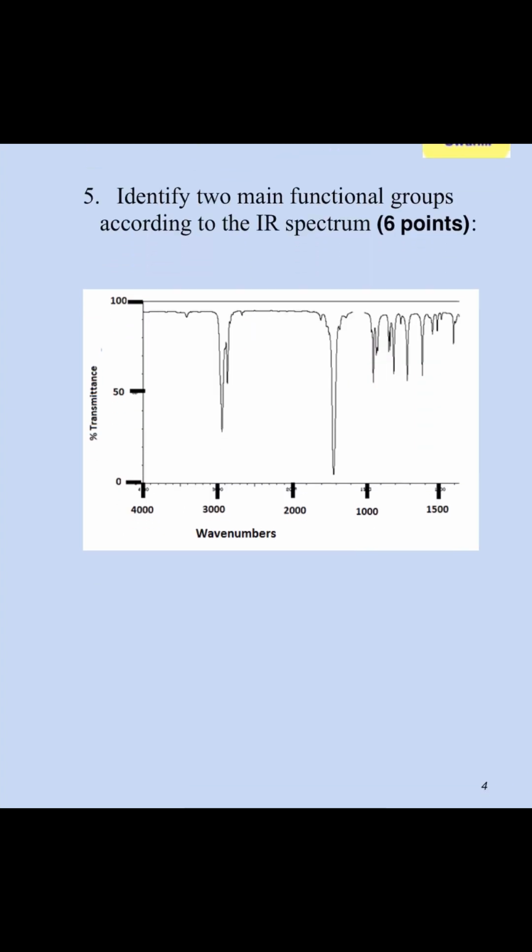Number 5, identify the 2 main functional groups according to the IR spectrum. For an IR spectrum, there are 2 key things you look at. Number 1, the region from around 3,500 to about 1,500 wave numbers, in per centimeter. That region is called the functional group region.